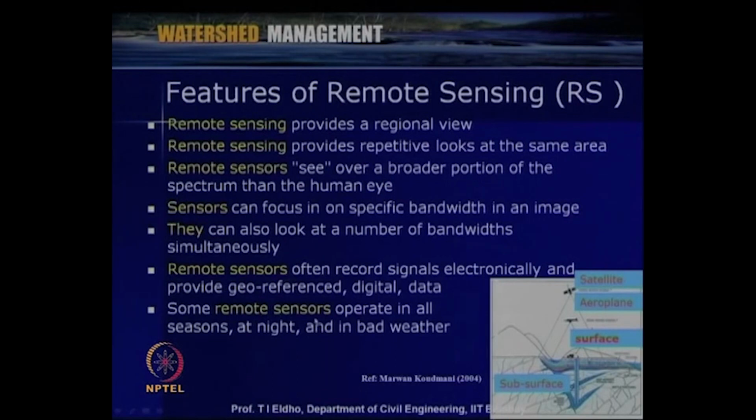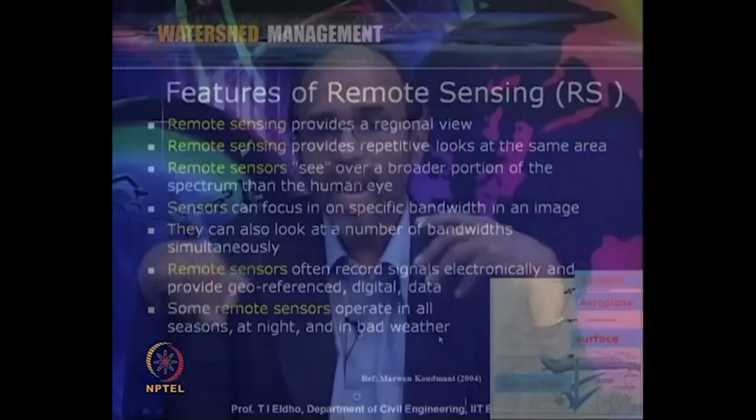Some of the other advantages: with modern techniques, remote sensors operate in all seasons, at night and even in bad weather. So, microwave or the advanced types of remote sensing satellites can give the data at all times, at night or in any bad weather like heavy rainfall or cyclonic conditions, whatever the weather conditions. In all these conditions, data can be obtained.